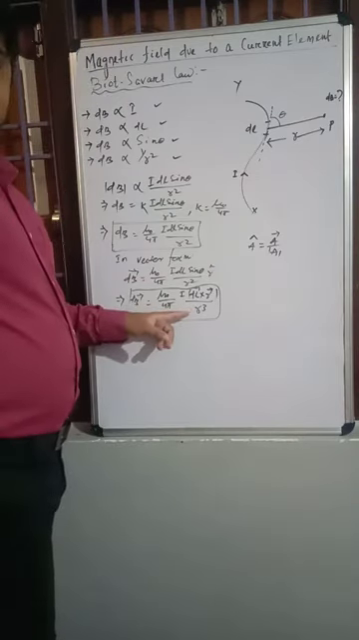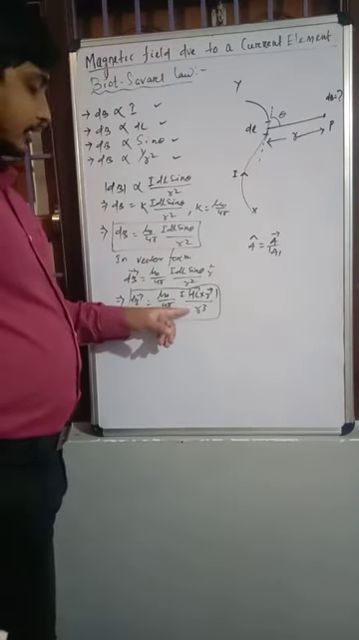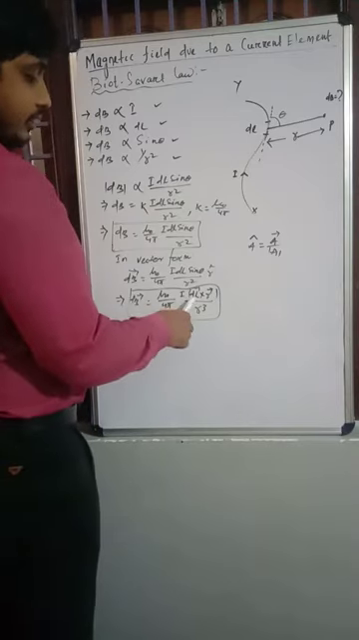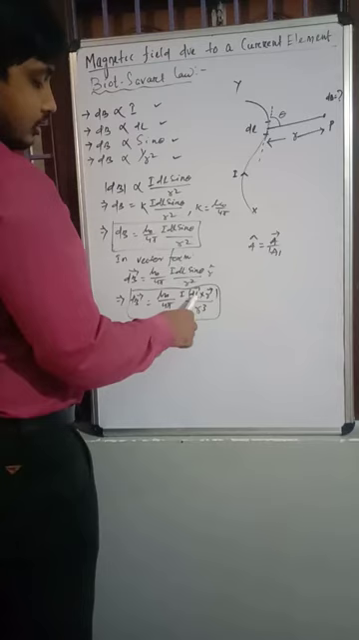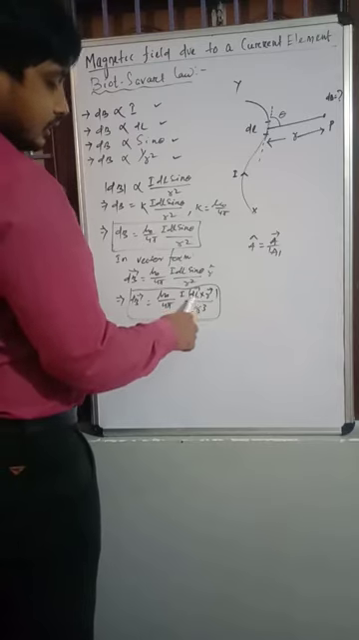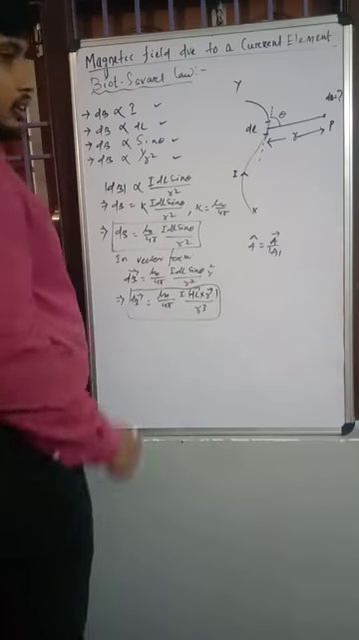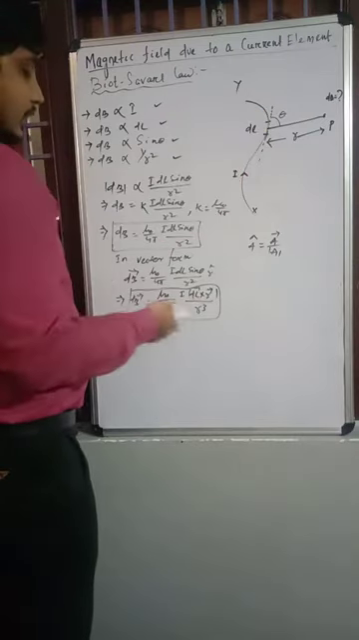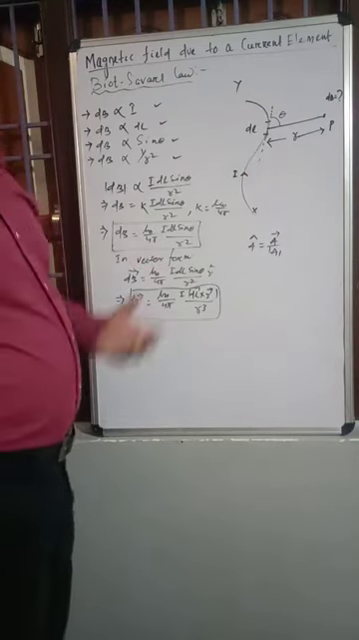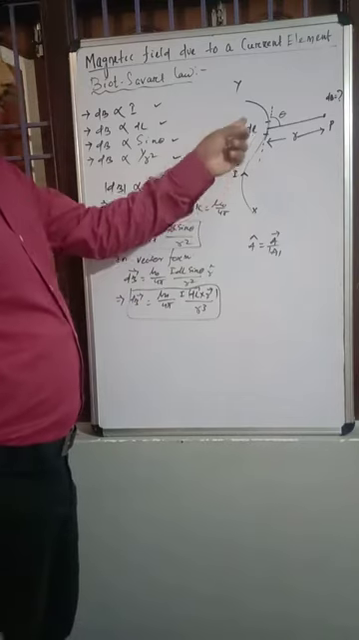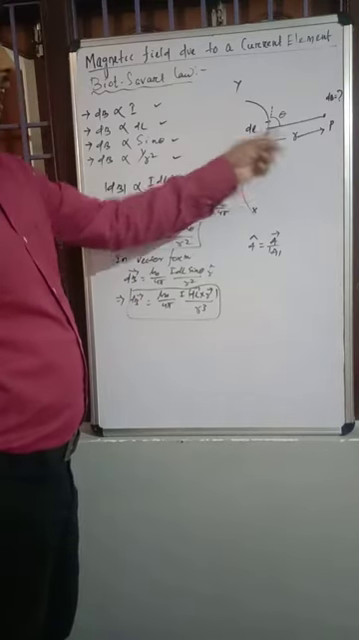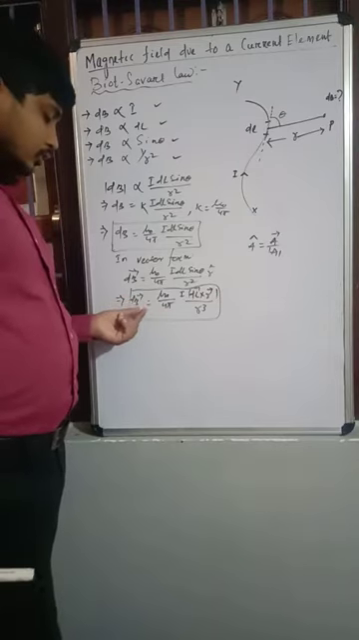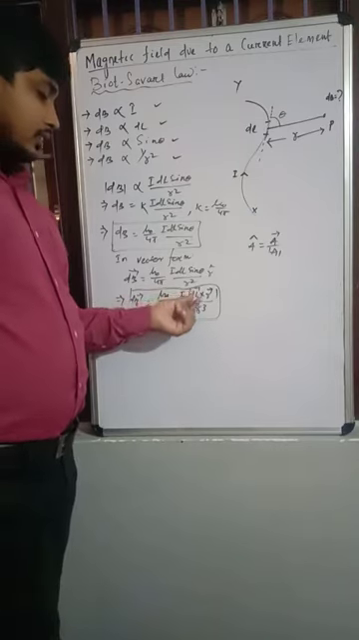Here the direction of the magnetic field is determined by our right hand thumb rule or the screw rule. The direction of this dl cross r will be the direction of the magnetic field. So you will take dl cross r, then it will be perpendicular to the plane containing these two vectors r and dl. So remember that the direction of the magnetic field is perpendicular to the plane which contains this dl and r.